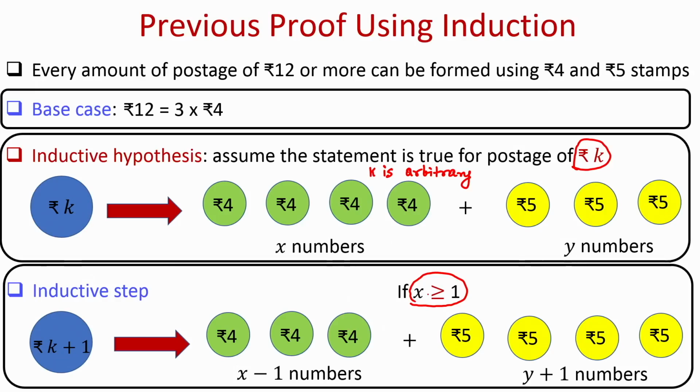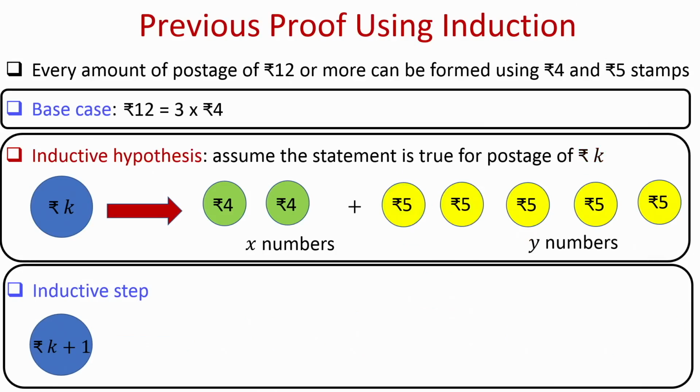So, say for instance x is equal to 2 and y is equal to 3. Then instead of taking 2 4 rupee stamps, you take 1 4 rupee stamp. In that process you have reduced the postage by 4 rupees, and you have to take care of 1 rupee more because now you are trying to find a denomination of k plus 1. So, you have reduced by 4, which means you have to take care of 4 plus 1, that is, 5 rupee postage. You can take care of that by adding one extra stamp of 5 rupees to the number of stamps of 5 rupees which you might have used for representing the postage of k rupees. That is the idea here.